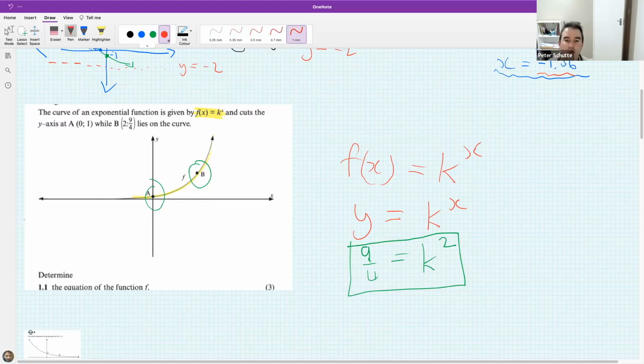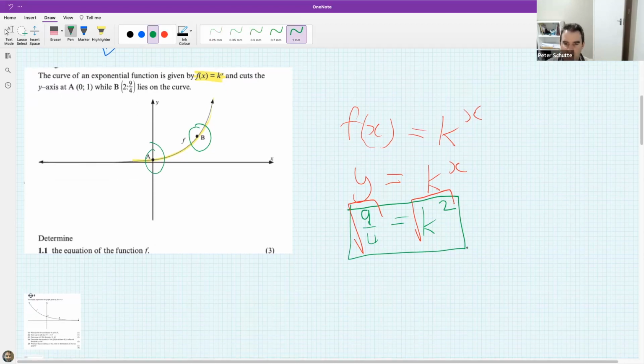The reason that you do square root, you square root both sides, is because square rooting is the opposite operation to squaring. So it almost knocks out that, and you get left with the k on one side and 3/2 on the other side. And the restriction is k is not allowed to be a negative number, so it can't be negative 3/2. It has to be 3/2. And so we get f of x equals 3/2 to the power of x.